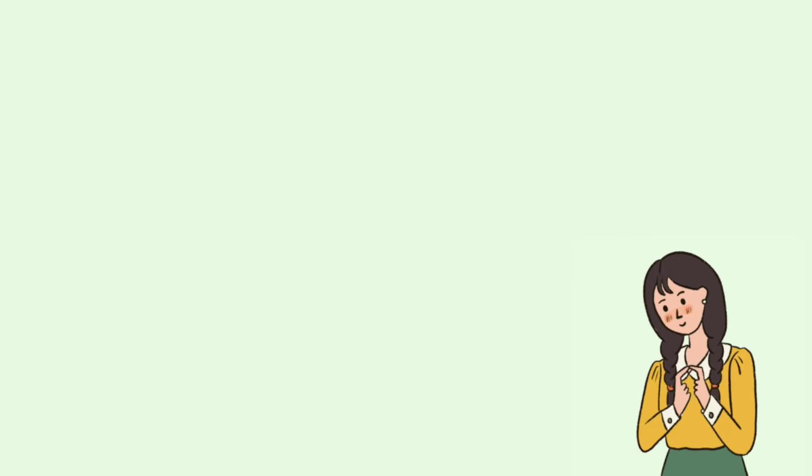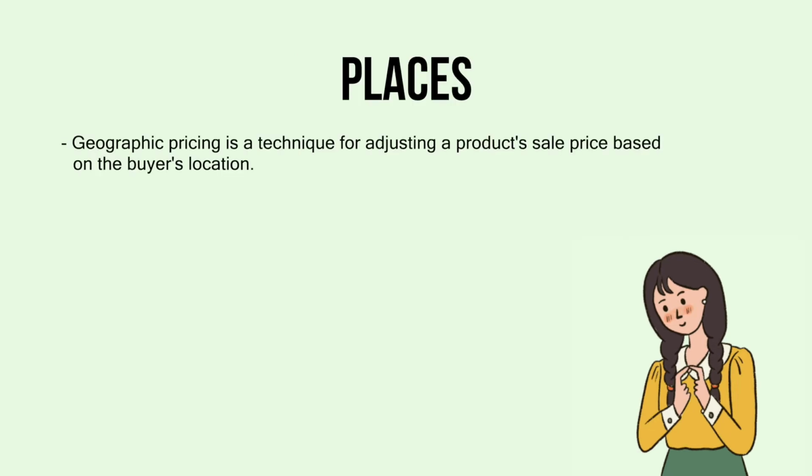The last factor in marketing mix is place. Geographic pricing is a technique for adjusting a product's sale price based on the buyer's location.